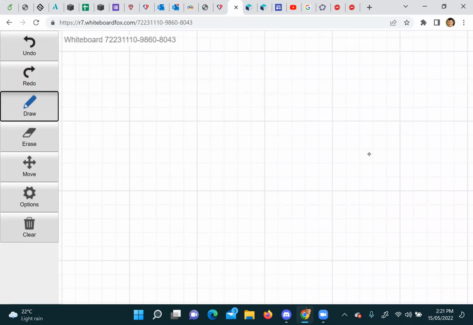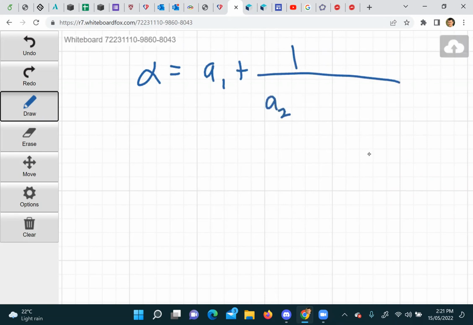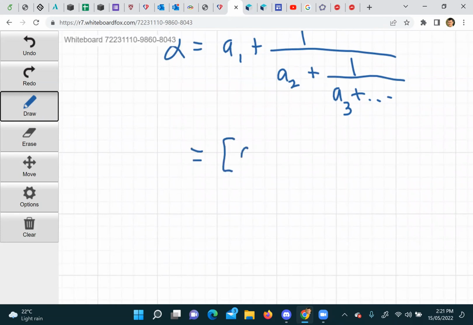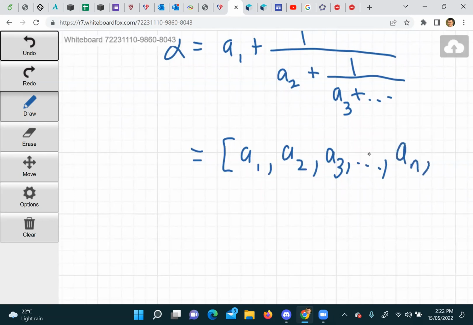Okay, remember what continued fractions were? It was like A1 plus 1 over A2 plus 1 over, and so on. Proof by definition. And then the way we wrote that, A1, A2, and so on. Why am I writing 4 there? Oh no, the dot dot dot.